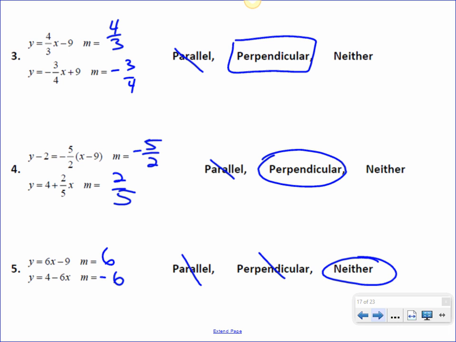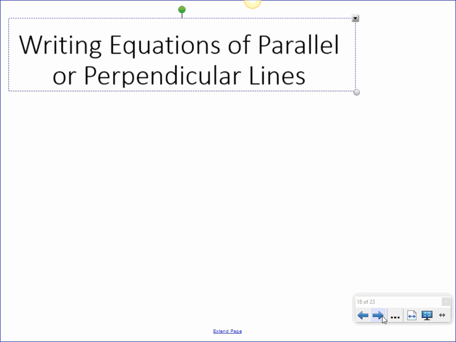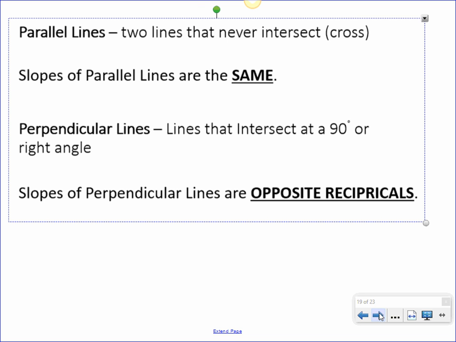Okay, so the next thing that you should have on your desk is, I would call it a gold sheet. That gold sheet says notes for writing equations of parallel and perpendicular lines. And that's what we're going to walk through together today. So please follow along. So first of all, writing equations for parallel or perpendicular lines. Here's the type of problem that you're going to see.